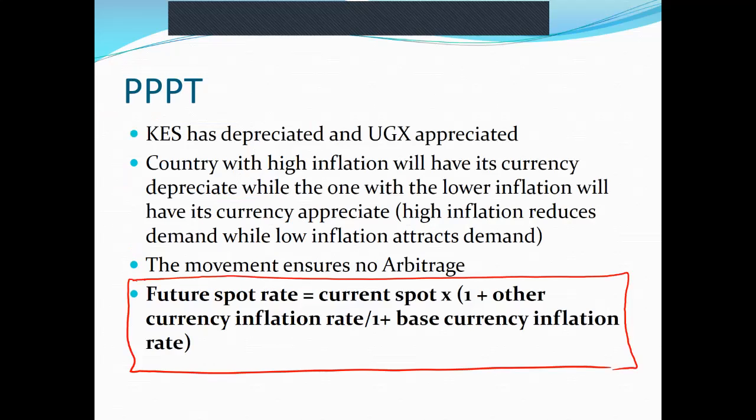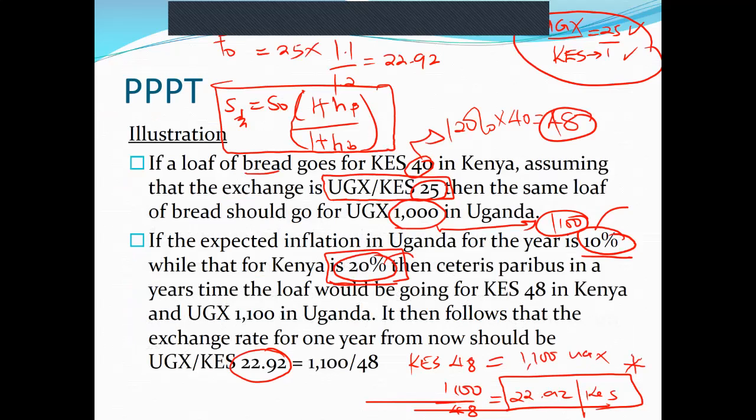Okay, let me just go back to this example we did. In terms of appreciation and depreciation of the currency, we see that the currency is depreciating. Because if we observe, this is the exchange rate after a year. Before it was 25, isn't it? Yes, that was the rate before, and this is the rate after.